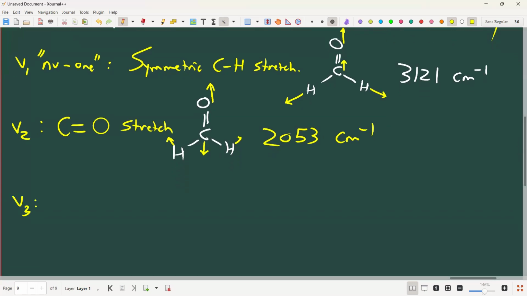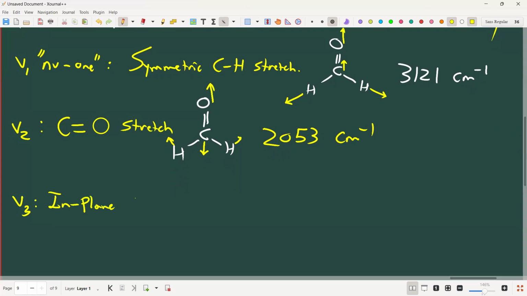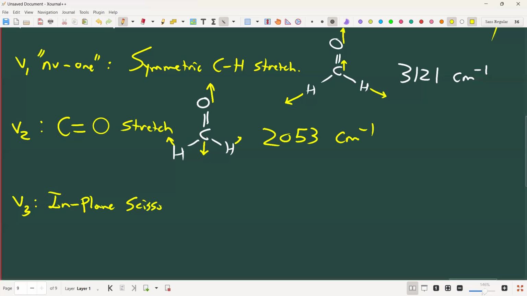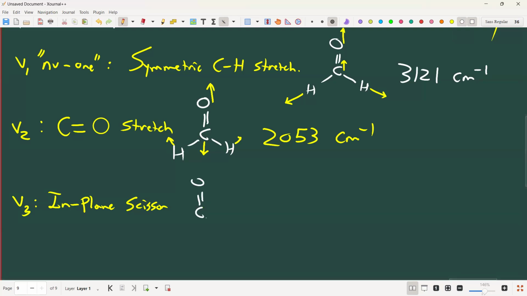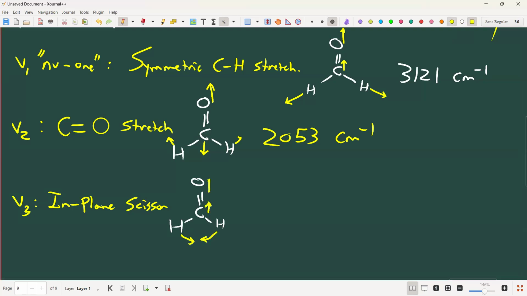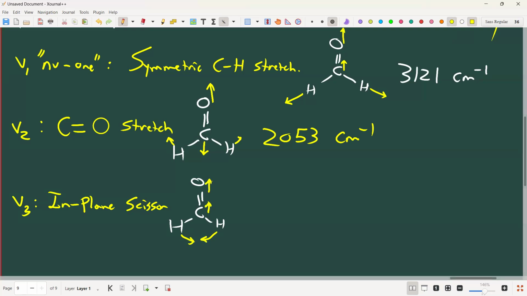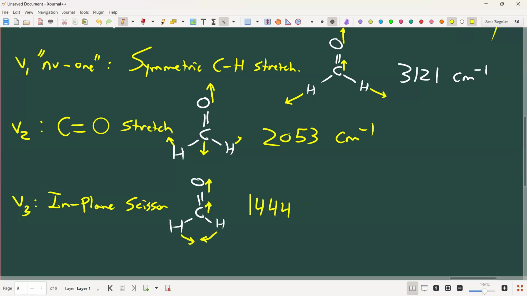ν3 is what's called the in-plane scissor, where the hydrogens kind of bend in like this, like scissors. The heads of the scissors extend backwards away from it. That's 1444 wave numbers.